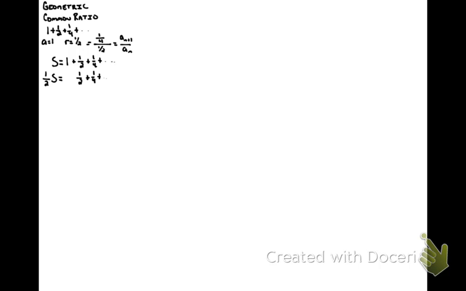Now what's nice about this is when I subtract these two equations, 1S minus 1/2 S is half S, or half the sum, and on the right hand side, every term cancels out with the exception of the first term. If half the sum is 1, then the entire sum must be 2. And I love this approach, this intuitive approach to finding these types of sums.